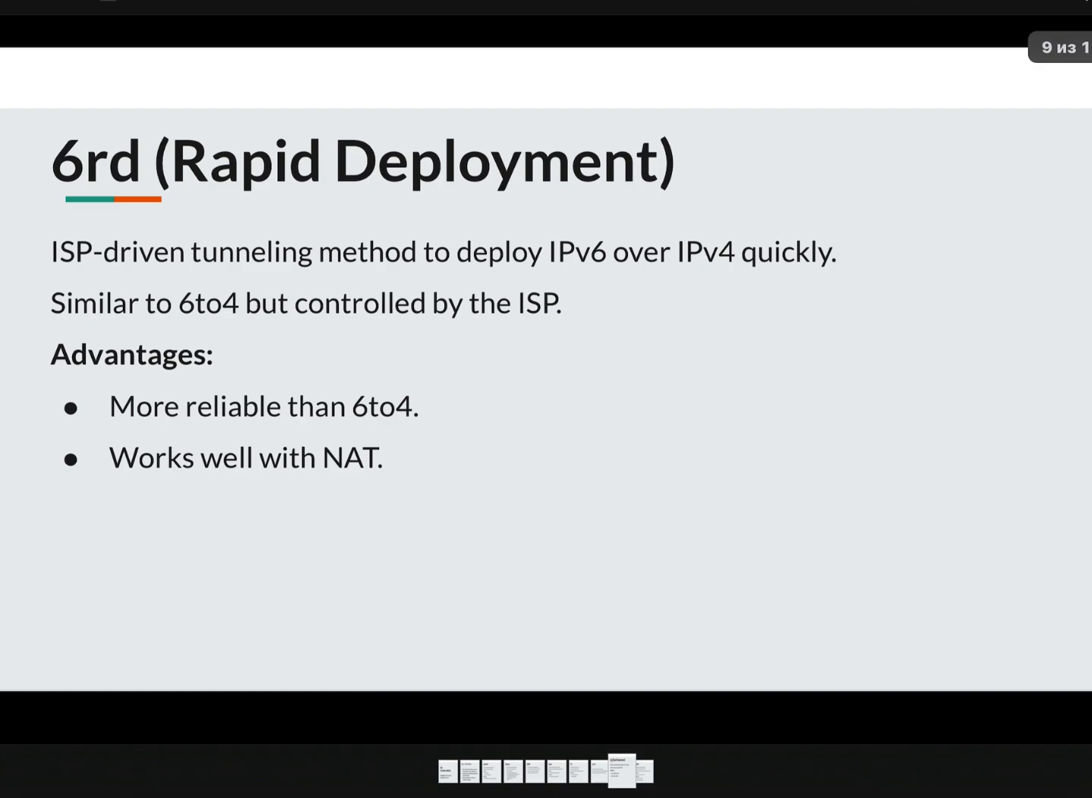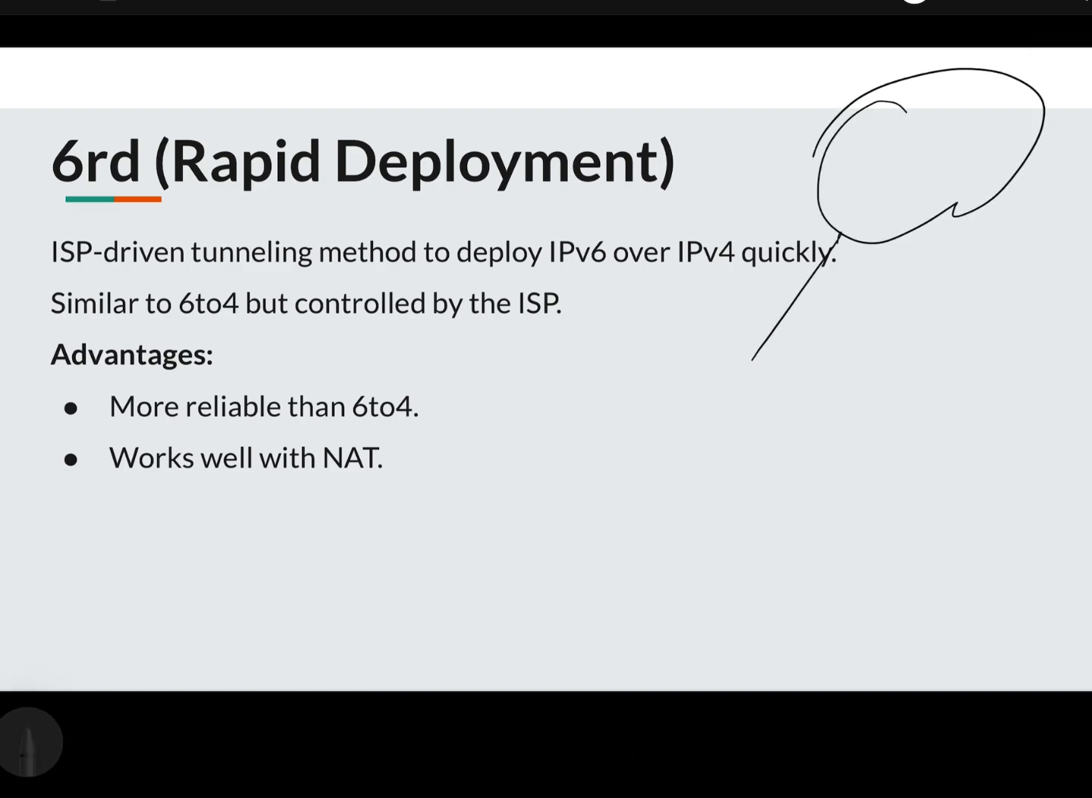So similar to 6to4, IPv6 RD encapsulates IPv6 packets within IPv4 packets for transport. The ISP assigns IPv6 prefixes to customers based on their IPv4 addresses. Unlike 6to4, the entire process is managed by the ISP, ensuring consistency and reliability. So the key feature is that the ISP controls everything, configuration, routing, avoiding the reliability issues of 6to4.